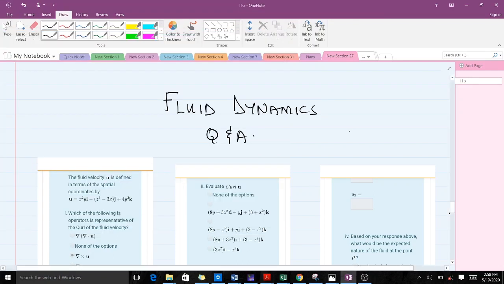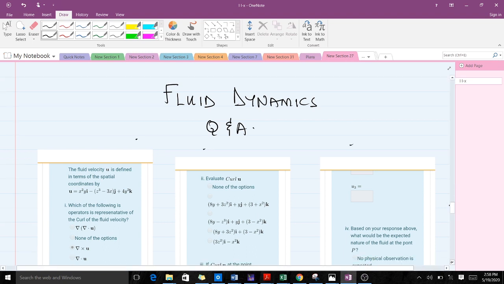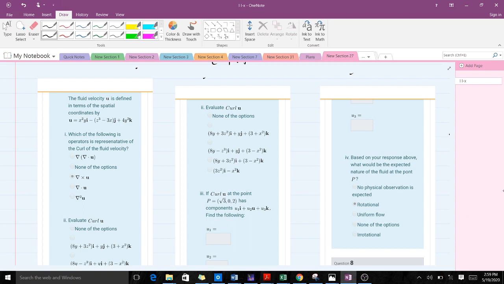Welcome to this session of the Fluid Dynamics question and answers. In this session, we're trying to solve these questions here. The question says the fluid velocity u is defined in terms of the spatial coordinates by the following. If you can't see clearly, don't worry, I'll write the question after reading it to you.